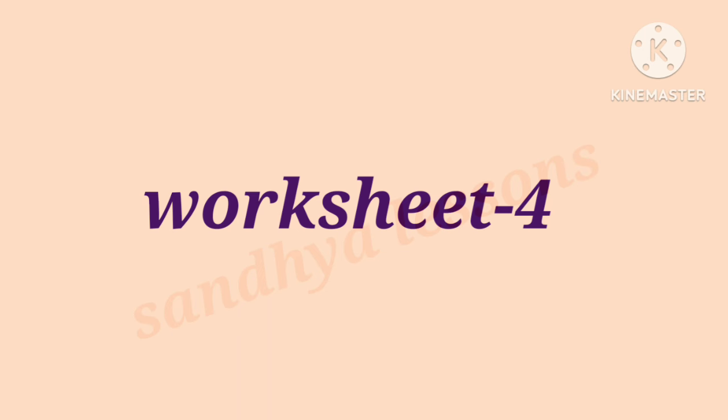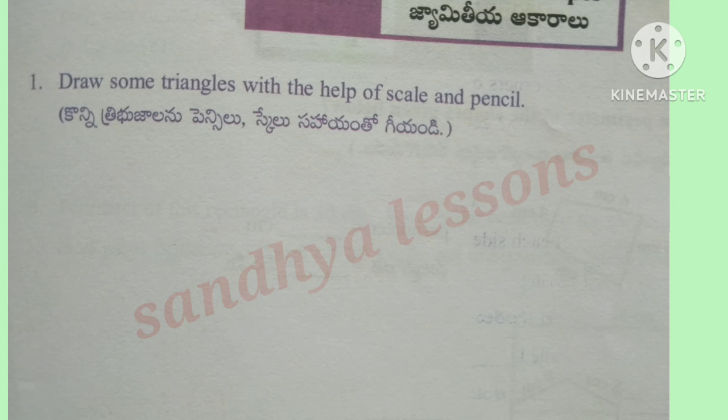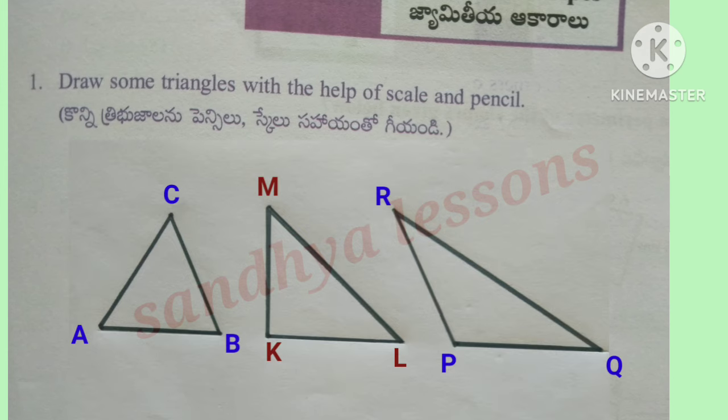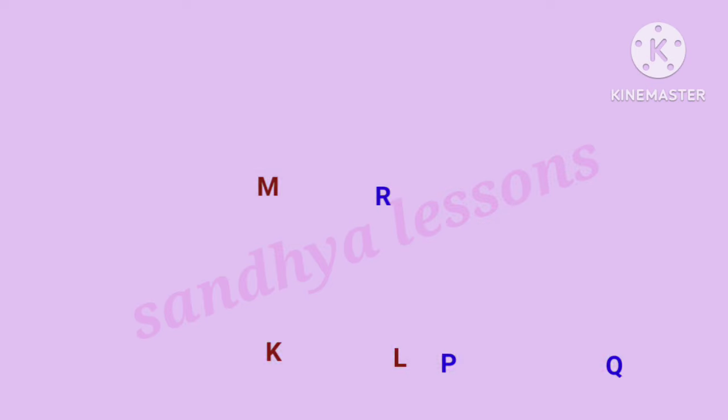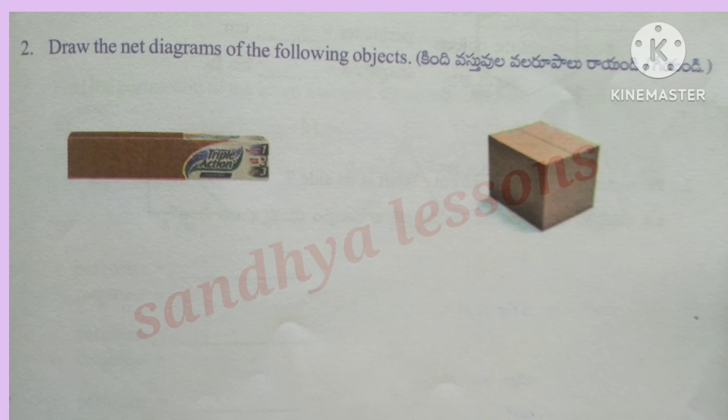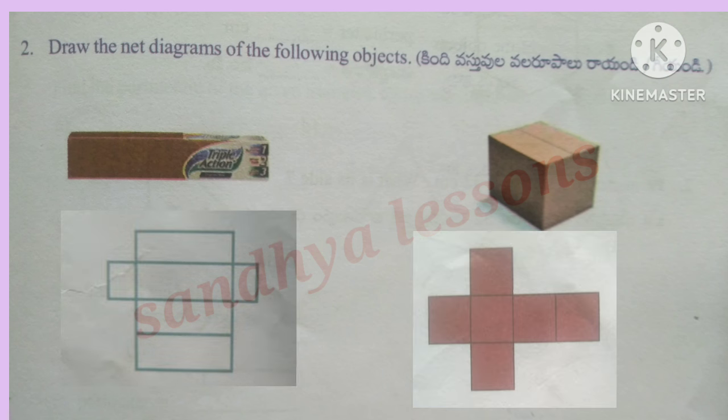Worksheet 4. First Roman, draw some triangles with the help of scale and pencil. Second Roman, draw the net diagrams of the following objects.